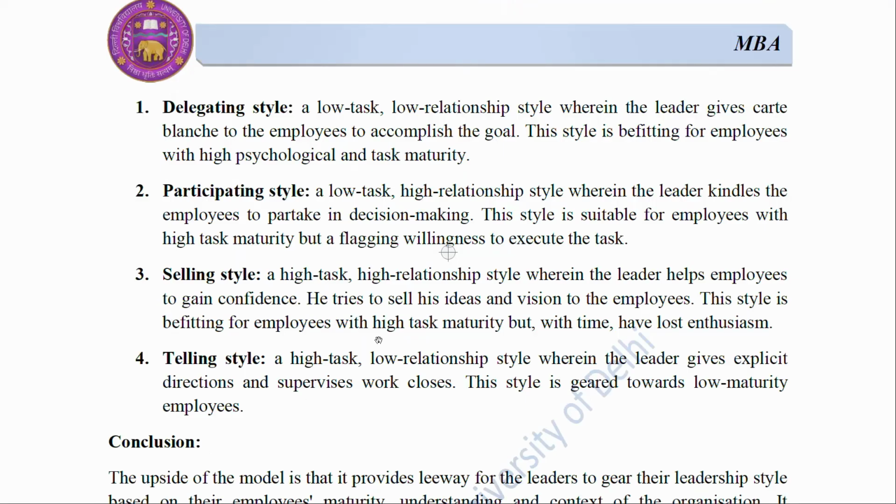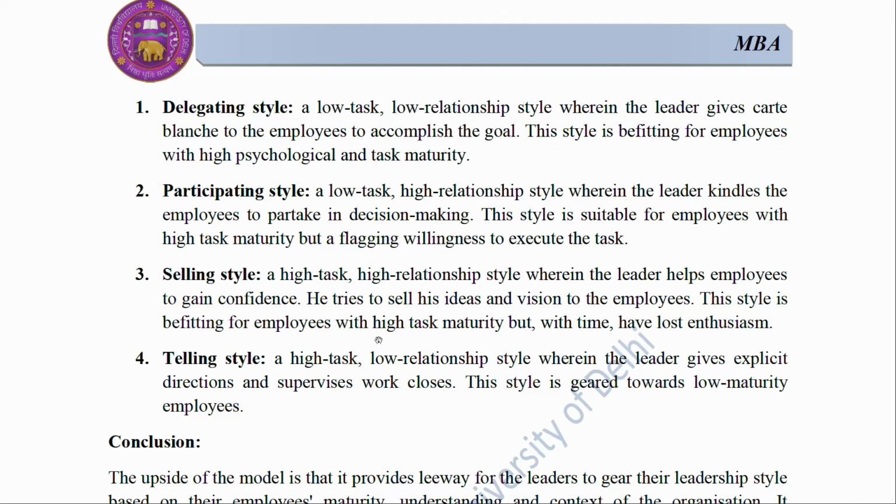The four quadrants of the above figure are as follows. Number 1. Delegating style. A low task, low relationship style wherein the leader gives carte blanche to the employees to accomplish the goal. This style is befitting for employees with high psychological and task maturity. Second, participating style. A low task, high relationship style wherein the leader kindles the employees to partake in decision making. This style is suitable for employees with high task maturity but a flagging willingness to execute the task.